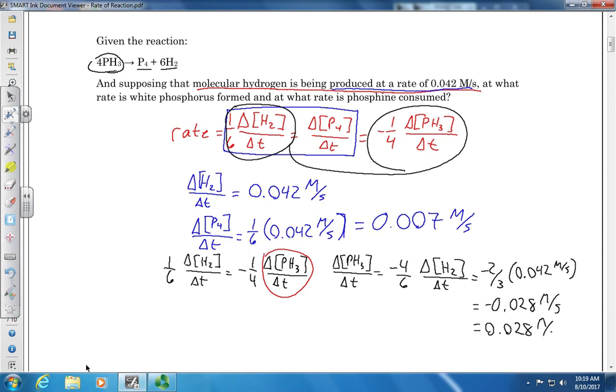molars per second. And it's important to understand that distinction, because if they're asking you that in those terms, they're looking for the rate at which it's consumed. If it's being consumed at a negative rate, that means it's actually being formed. So it's important to make that distinction. Again, you could leave the negative on if it was asking at what rate phosphine changes, or what rate the concentration of phosphine changes. But if it's asking if it's consumed, you just want to turn it into a positive.